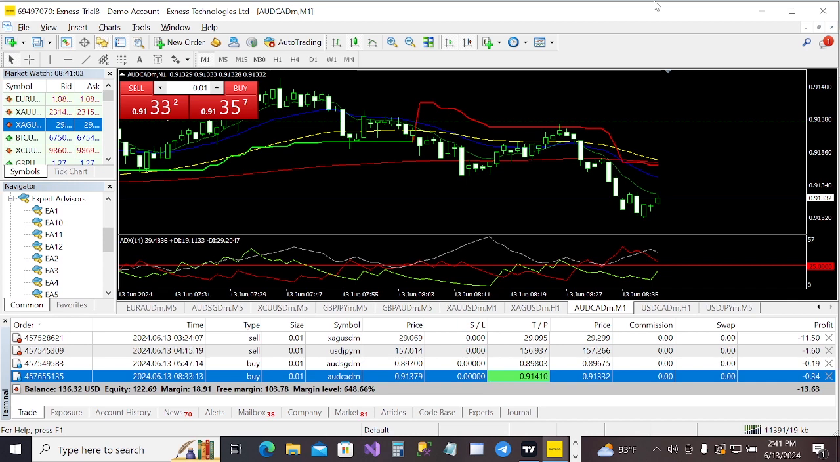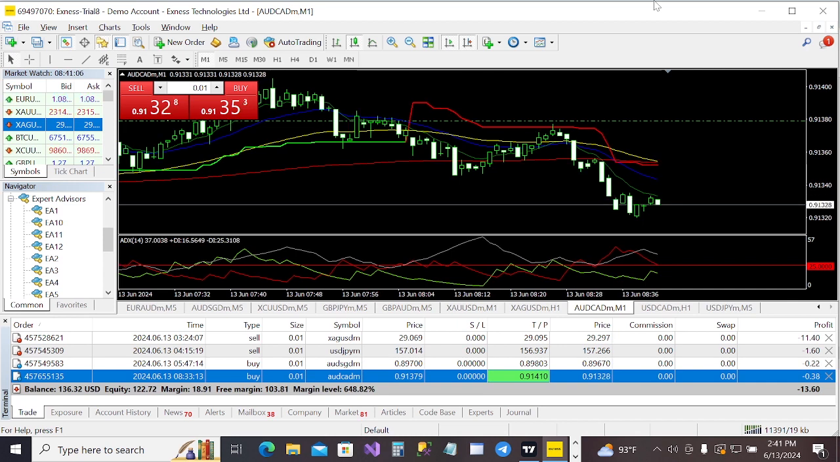1. Market order. A market order is an instruction to buy or sell a currency pair at the current market price. It's executed immediately and is the simplest type of order.